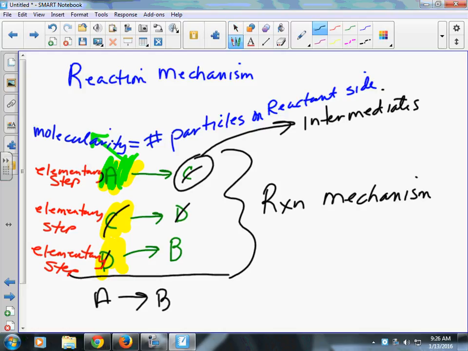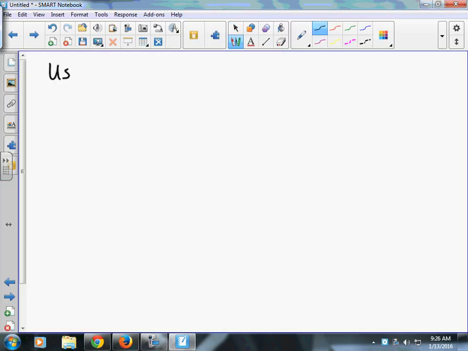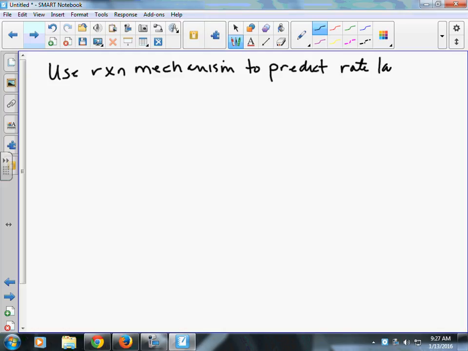We can use a reaction mechanism to predict a rate law. We can use a reaction mechanism to produce a rate law, but there's some criteria that it has to satisfy for a reaction mechanism to be possible.